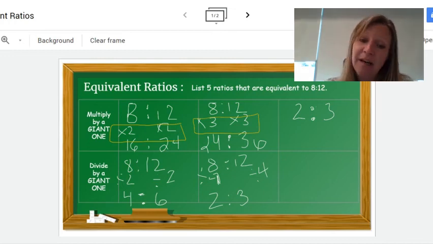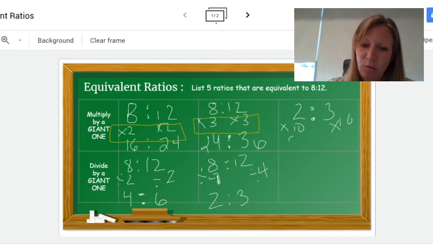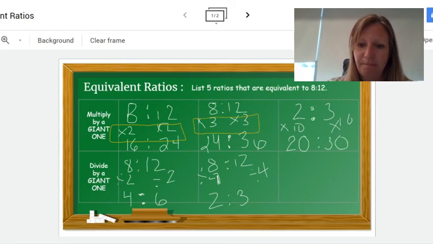And so from here, let's say I might multiply. You guys like to multiply by 10, so I might multiply by 10. So another equivalent ratio would be 2 times 10 is 20 to 3 times 10 is 30. Okay, so that's how I could write 5 equivalent ratios.